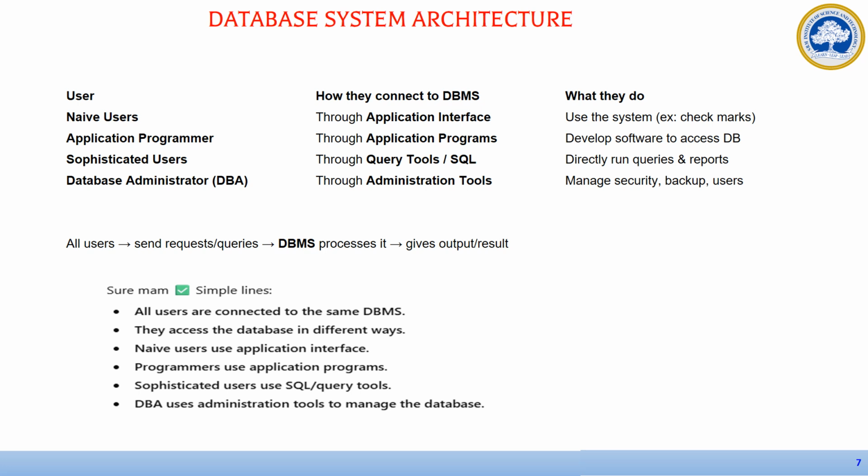So next, the application programmer. In this case, through an application program, you can develop software to access the DB. And the next is sophisticated users. Through query tools or SQL, we can easily run queries and reports. Database administrators can manage security, backup, and users. So this is the best example for the database administrator concept. So overall, these are the different types of users we have.